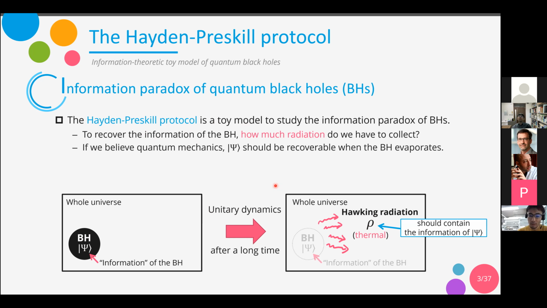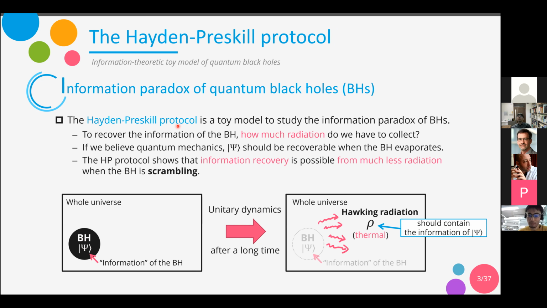And of course, as I said, the unitary dynamics is reversible. So if we collect all the Hawking radiation after the black hole is completely evaporated, then we should be able to successfully recover the original information of psi, because we just apply U inverse. But what we have learned from this protocol is that if the black hole is scrambling, then this information recovery is possible from much less radiation. This is a kind of surprising result that they have obtained.